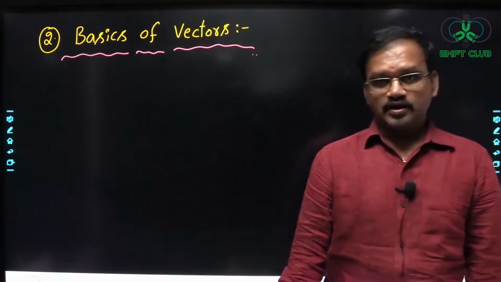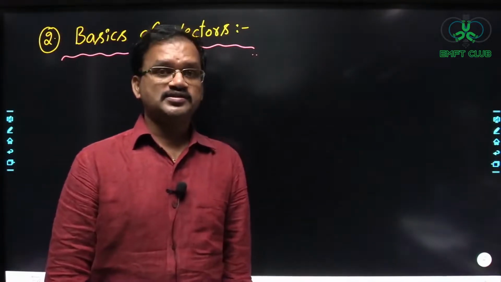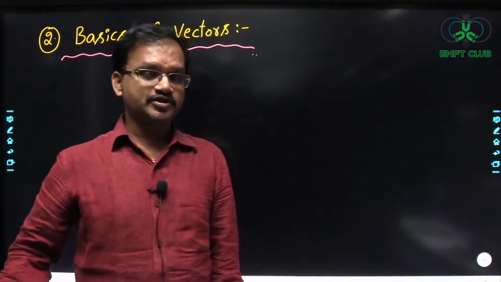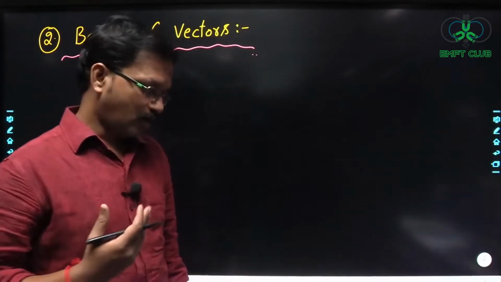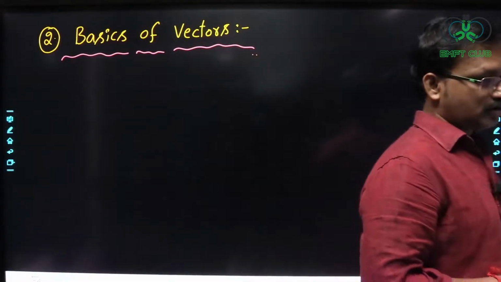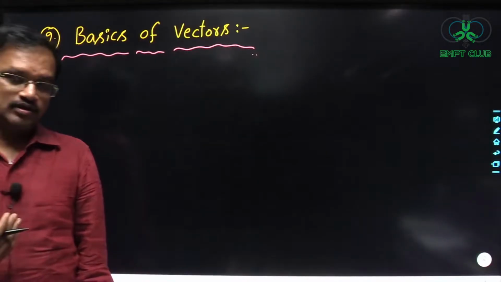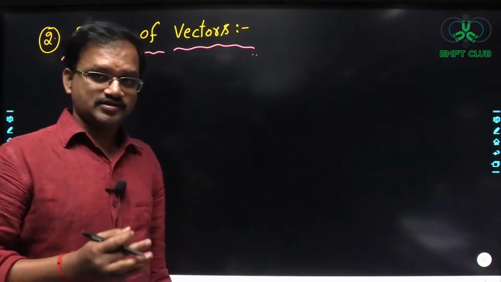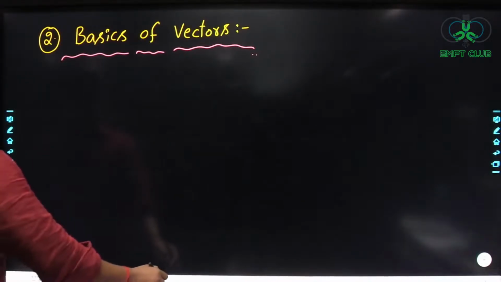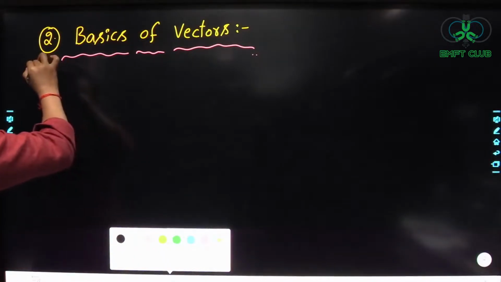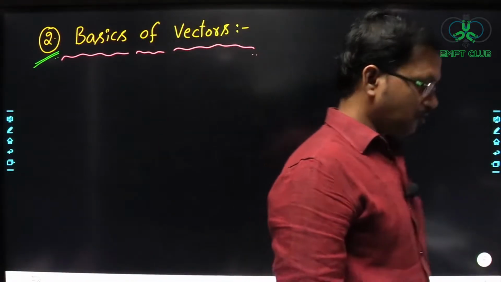We are going to start the next topic, that is basics of vectors. In the previous lecture we have seen the introduction part, and in this lecture we are going to start with the basics of vectors. I have already told that for the next few lectures we are going to build some mathematical foundation, so that we can understand this subject in a crystal clear manner. In that process, our first topic in basics of mathematics is basics of vectors.